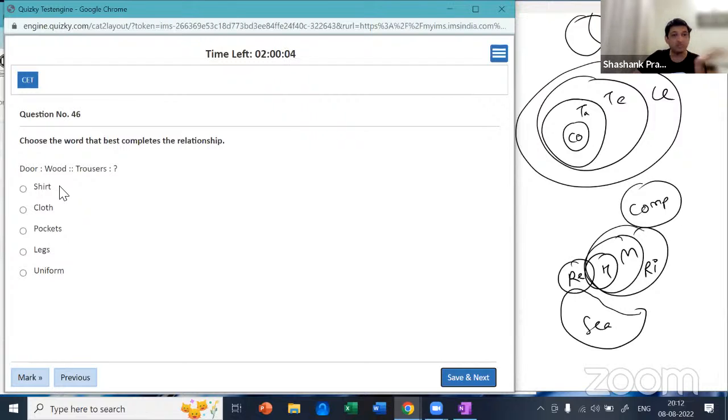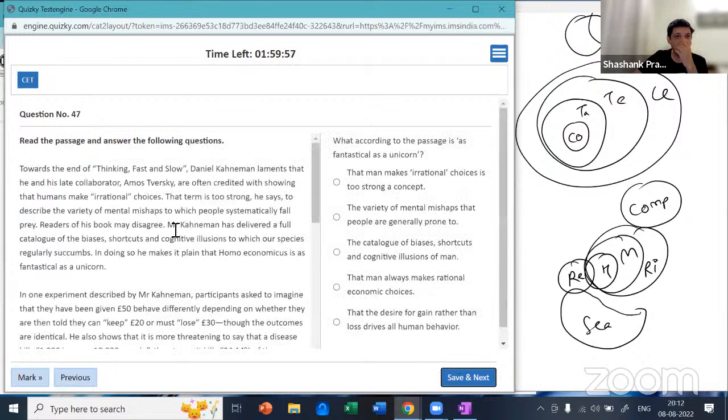Okay, door, wood. Door is made of wood. Trousers are made of cloth. Yeah, legs, shirt to pneumatic. Passages. Should I do a passage? Let's see. Thinking, Fast and Slow.